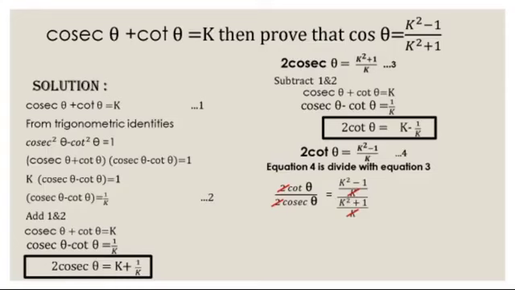And cot theta means cos theta by sin theta, and cosecant theta is equal to the inverse of sine, so 1 by sine theta. That's equal to k square minus 1 by k square plus 1. Now cancel sine theta. We get cos theta equal to k square minus 1 by k square plus 1.